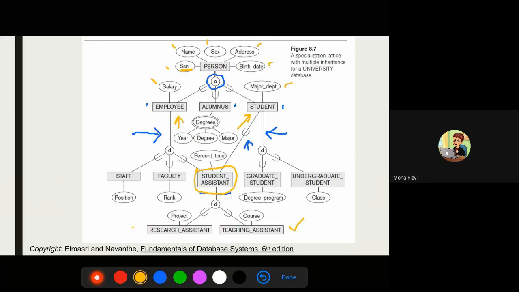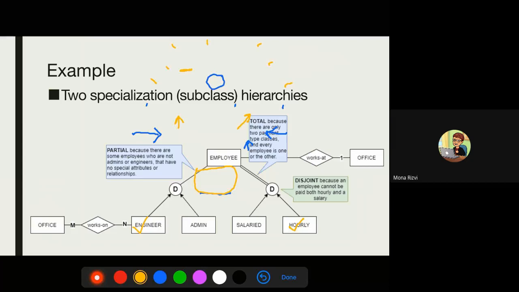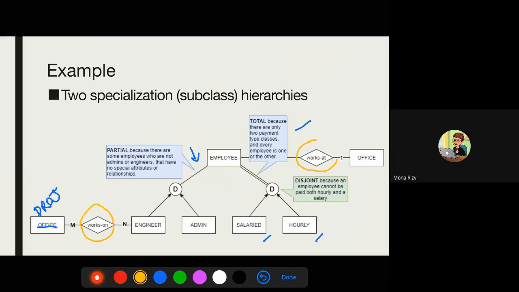So sometimes, like here, subclasses have their private relationships, plus they share the relationships of their superclass. So an engineer participates in two relationships, the works at relationship and the works on relationship. But the other employees don't participate in works on. They only participate in works at.